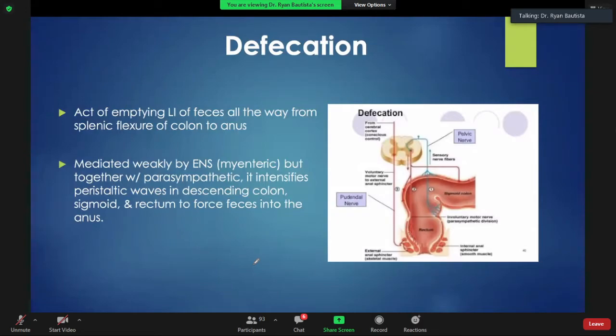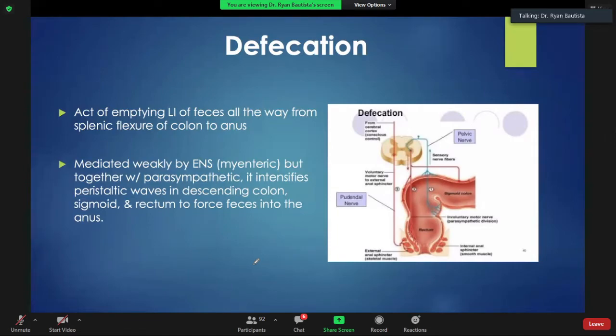The act of emptying the feces all the way from the splenic flexure of the colon to your anus is mediated weakly by your enteric or myenteric nervous system, but together with your parasympathetic, the intestine's peristaltic wave in the descending colon, sigmoid, and rectum forces feces into your anus. Let me rephrase that again so you can understand.